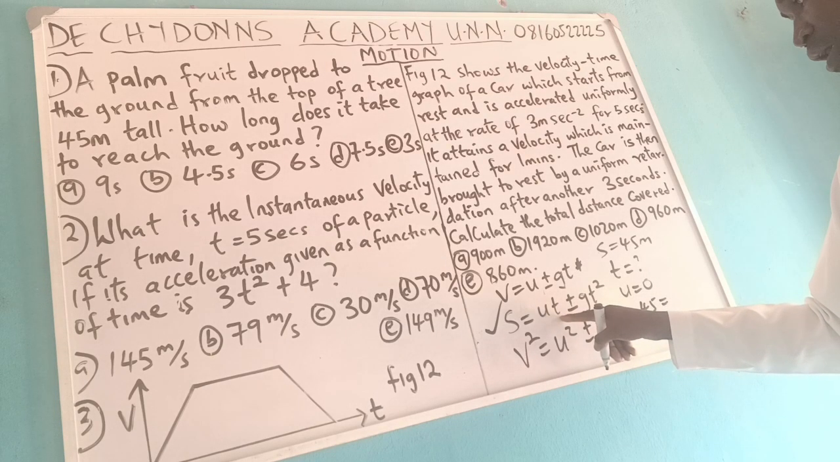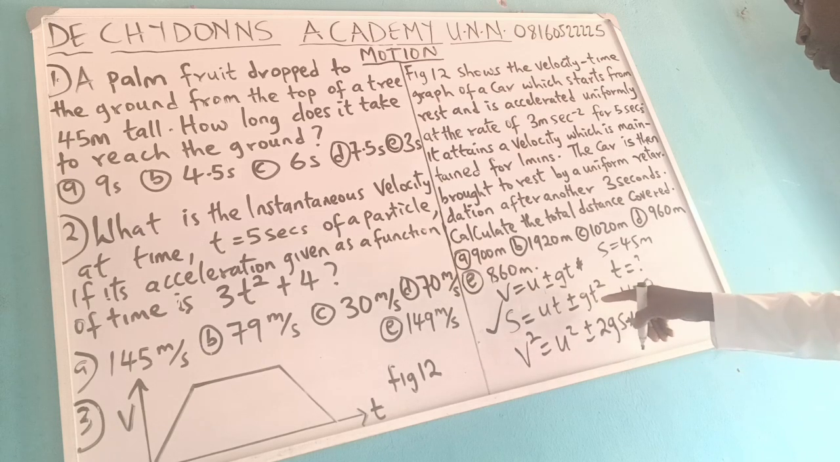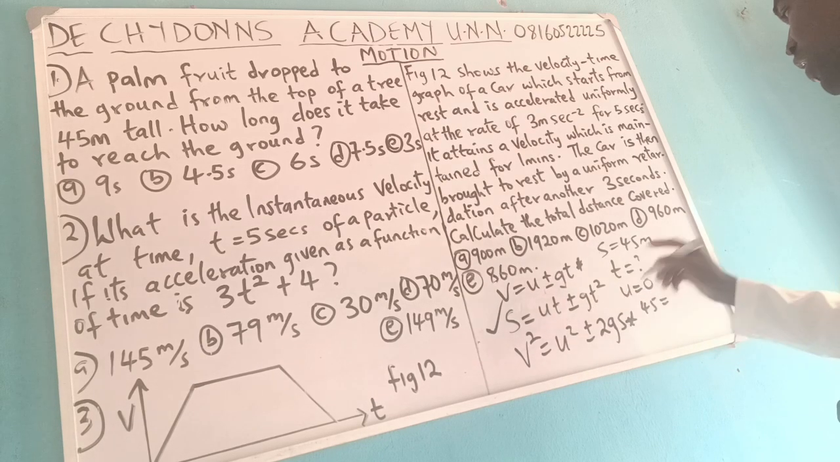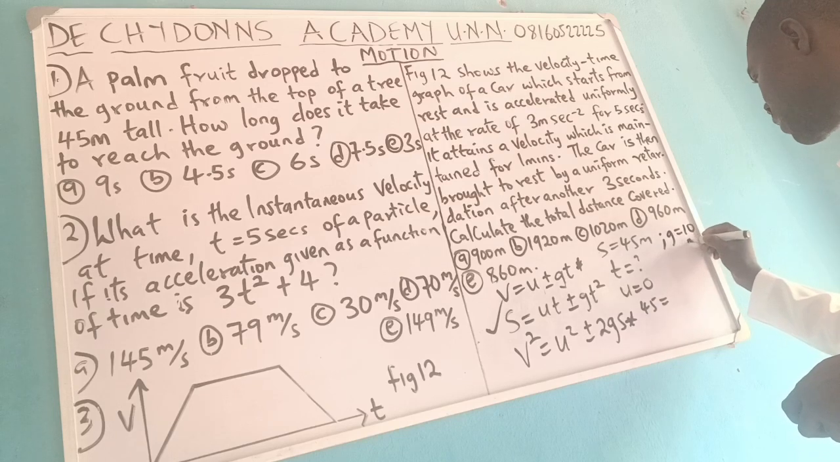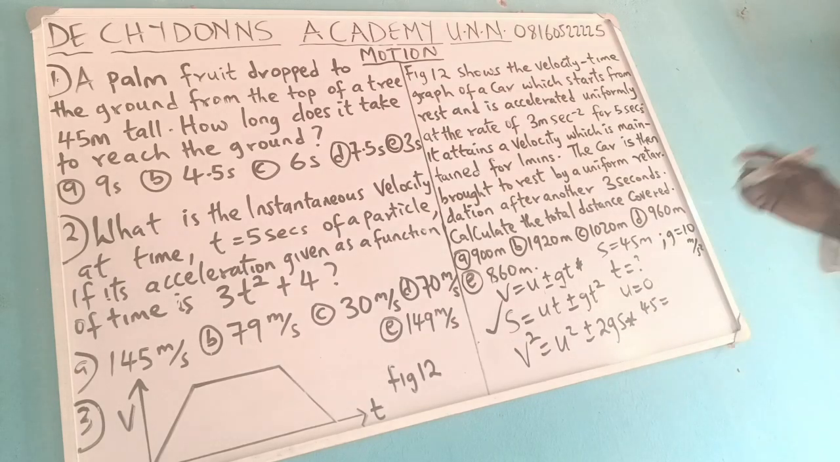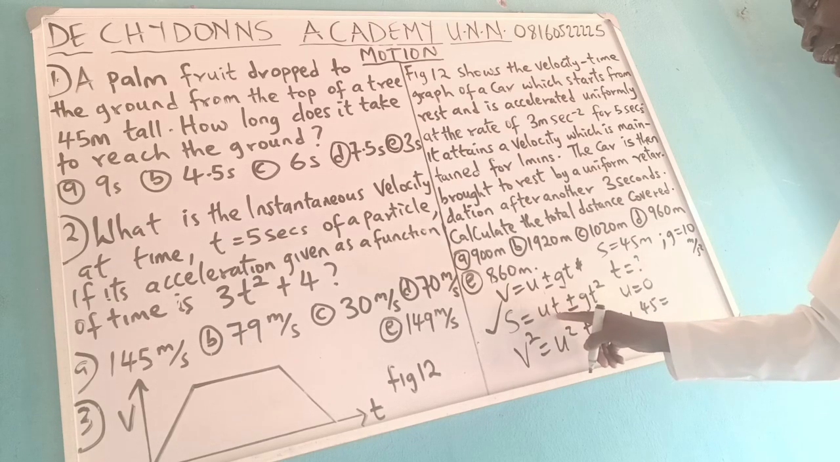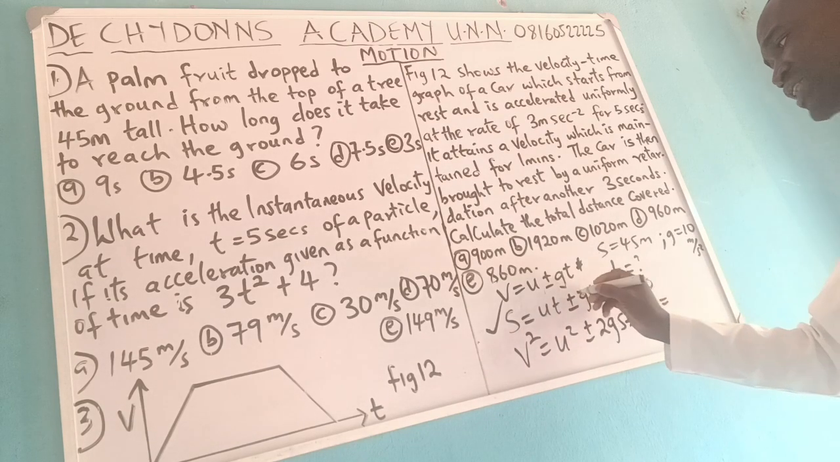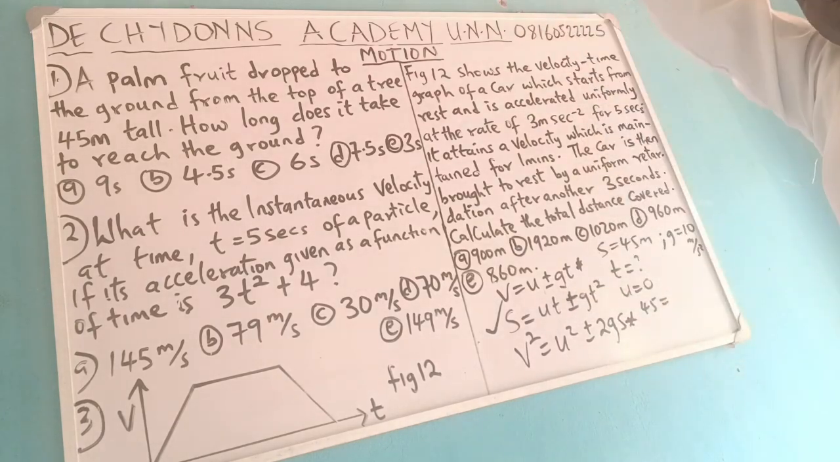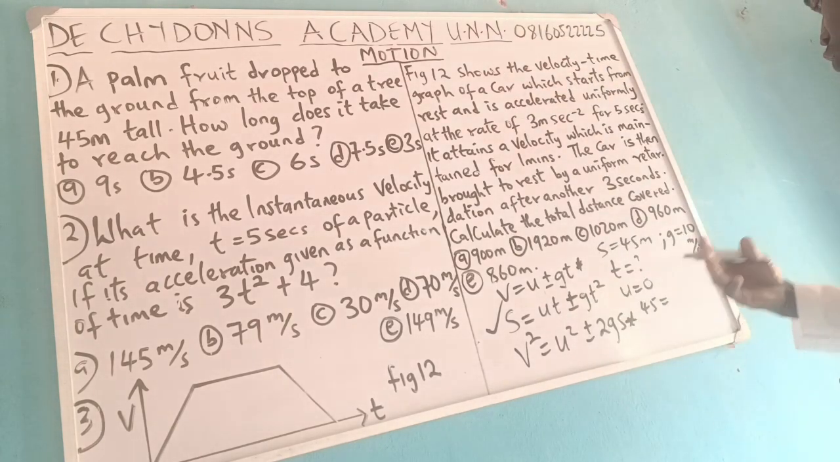Okay? Then G is noted to be what? Constant, 10 meter per second square. And so we now say 0 times t is 0. Then we only have plus. We say we are using plus because it is falling from the top. We will be using plus.